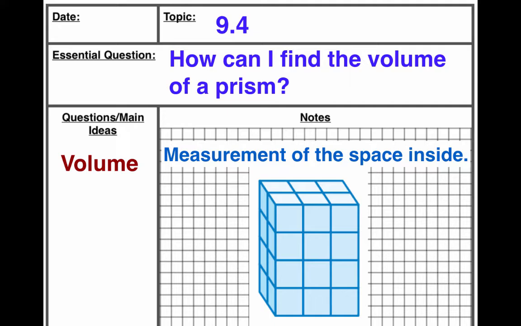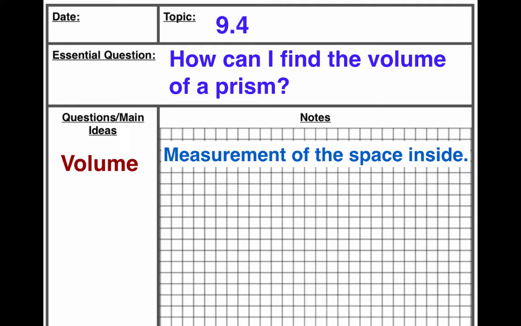So one way we think about it is we think about taking a shape like a box and cutting it into cubes and saying how many cubes are inside this shape. That would be the volume. I want you to think about that for a minute. How many cubes are inside this shape? Do you know? Well, there's lots of different ways you could go about figuring that out.